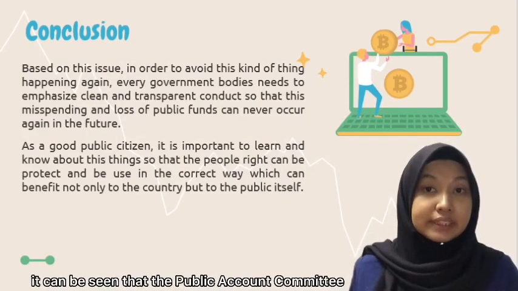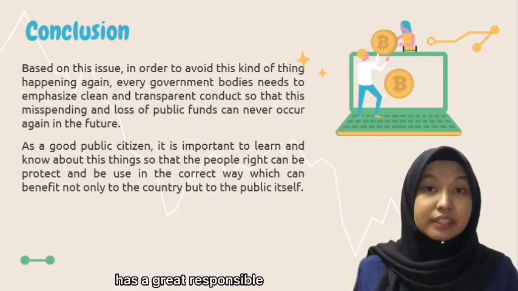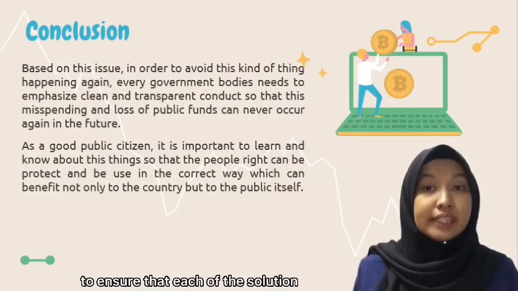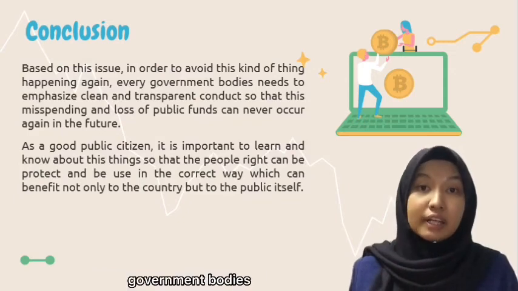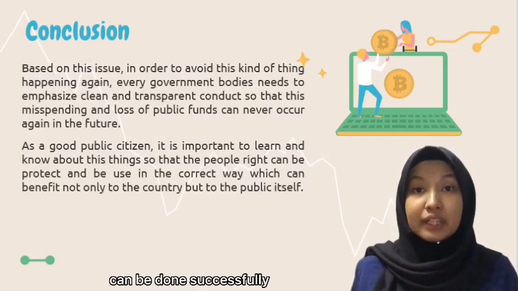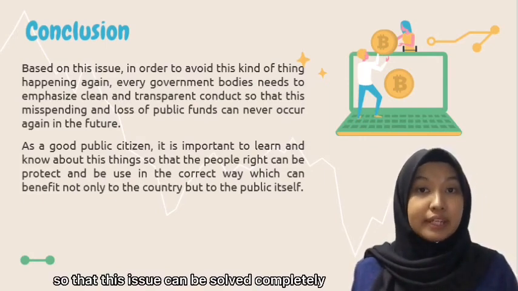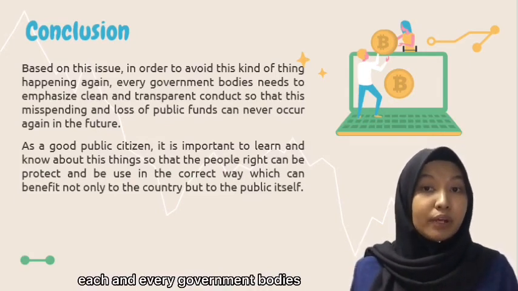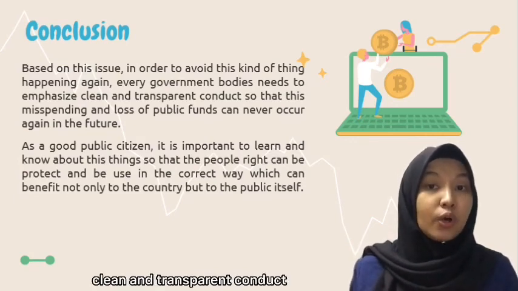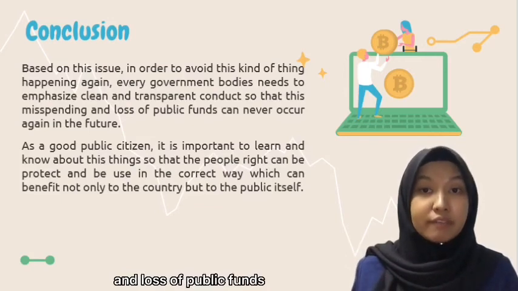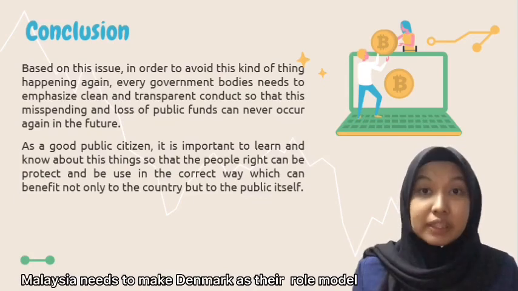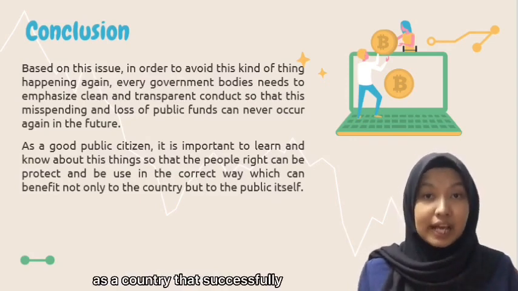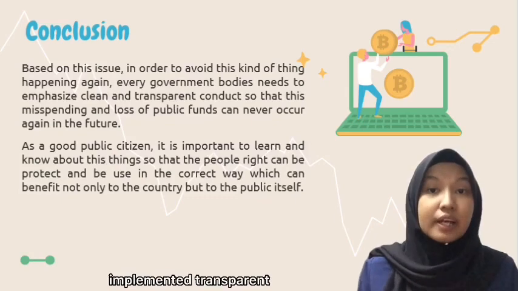In conclusion, it can be seen that the Public Accounts Committee holds a great responsibility toward the misspending and loss of public funds. It is important to ensure that each of the solutions, which are the special meeting, government bodies and monitoring mechanism, can be done successfully so that this issue can be solved completely. In order to avoid this kind of thing happening again, every government body needs to emphasize clean and transparent conduct so that misspending and loss of public funds can never occur again in the future. Malaysia needs to make Denmark its role model because, based on the ranking, Denmark is in first place as a country that successfully implements transparent government practice.